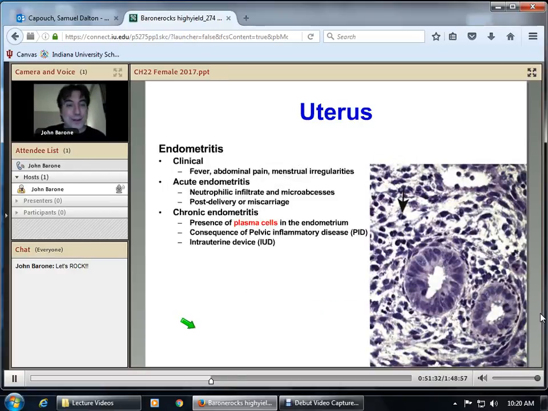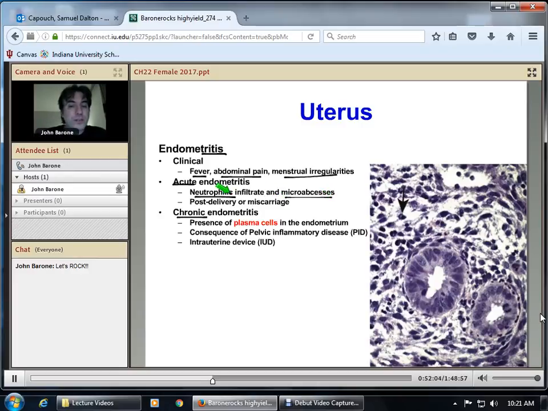All right, now let's talk about some pathology here. Uterus. First thing is inflammation of the lining, the endometrial lining. We call this endometritis. Now, clinically, you're going to get a fever. You're going to get midline abdominal pain where the uterus is, and you're going to get irregular menses. Now, it could be acute or it could be chronic. If it's acute, you're going to see acute inflammation. You're going to see neutrophils, abscesses, that's acute inflammation.